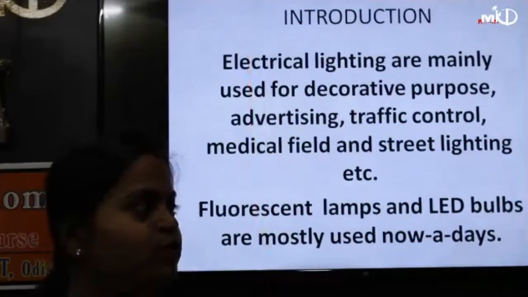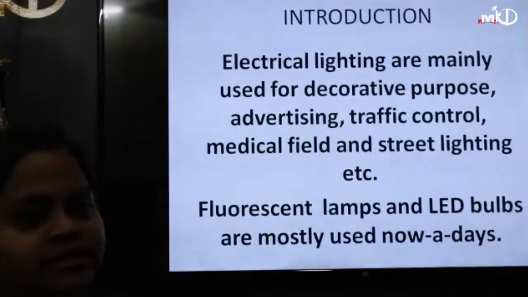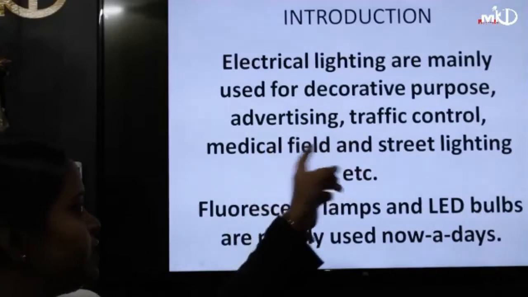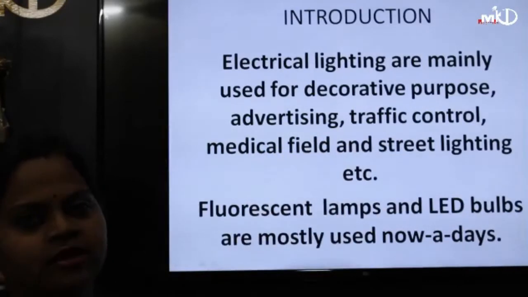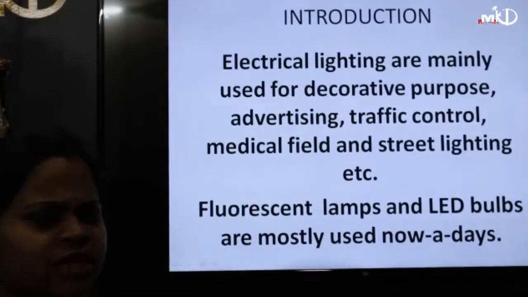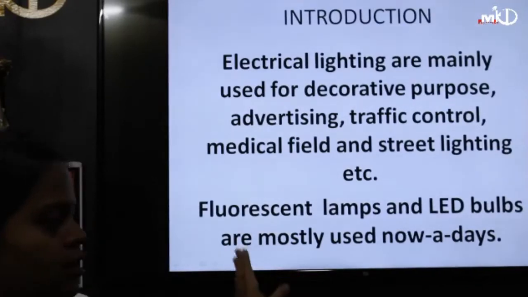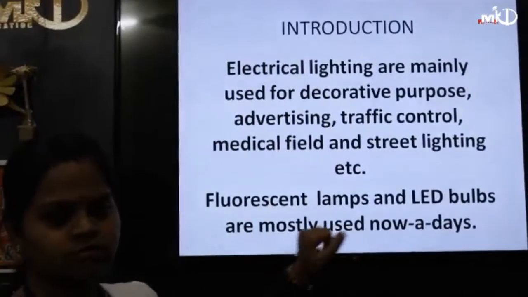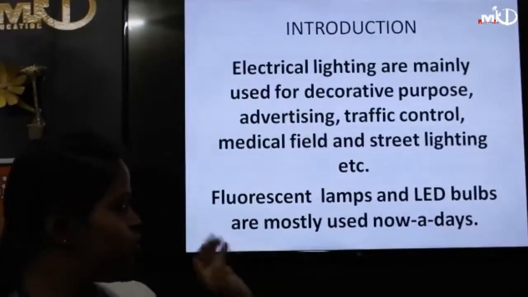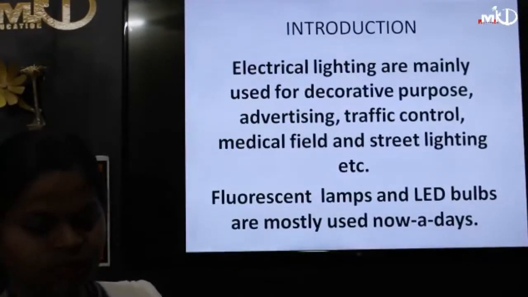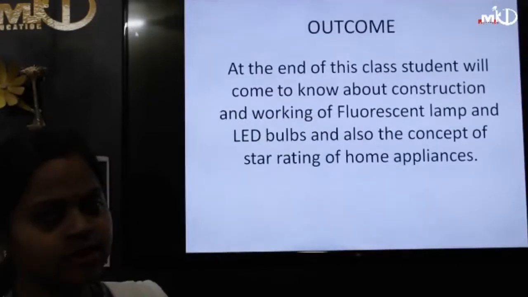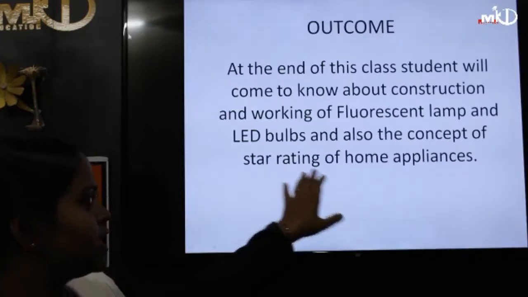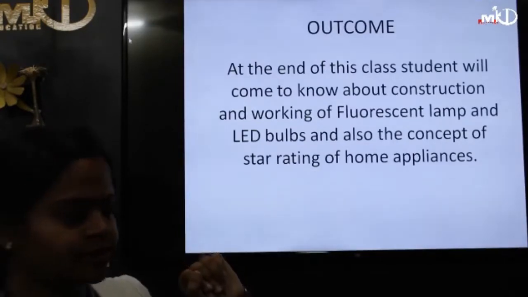As I have told you, we use electrical lights for different purposes: decorative, advertising, traffic, medical, street lighting, in our homes also, and many more. Nowadays we are using fluorescent lamps and LED bulbs mostly. So we will go through the working principle and construction of the fluorescent lamp and LED bulbs, and also the star rating of the home appliances.